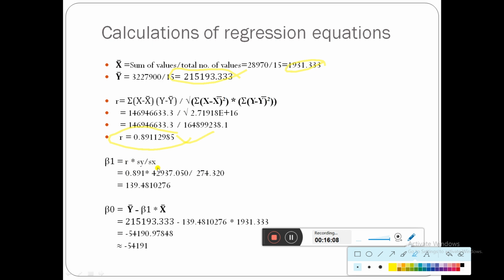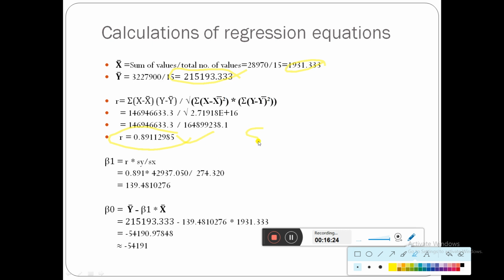After finding the r, we have to find the beta 1. Beta 1 is equal to r times sy divided by sx, the standard deviation of y divided by the standard deviation of x. What is the formula for finding the standard deviation?